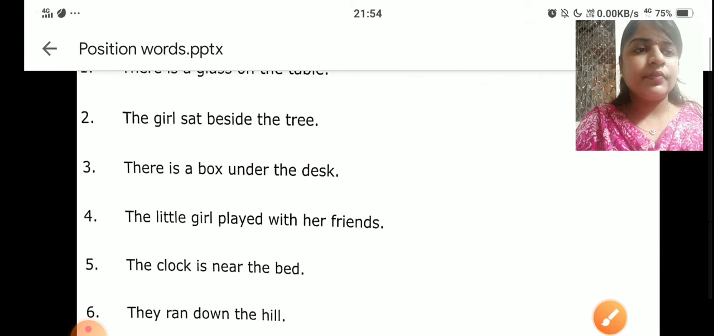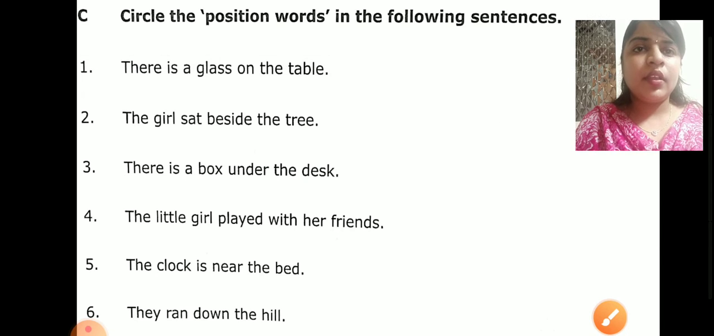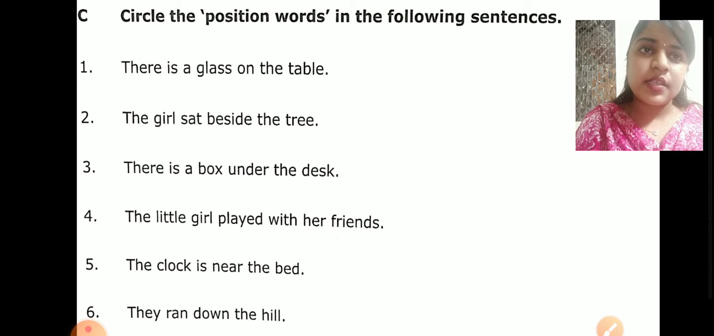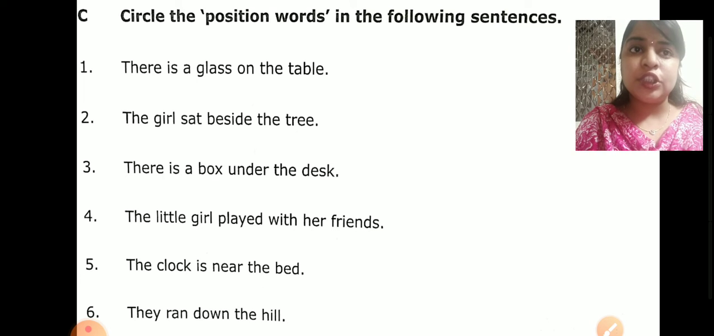Next. Circle the position words in the following sentences. I repeat, circle the position words in the following sentences. You need to circle. I am going to read the question for you and you need to circle the position words with me. Okay, children?